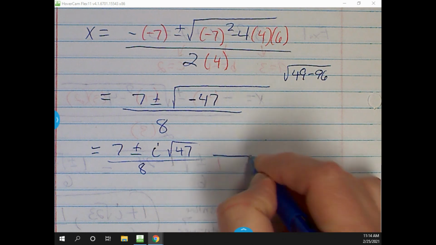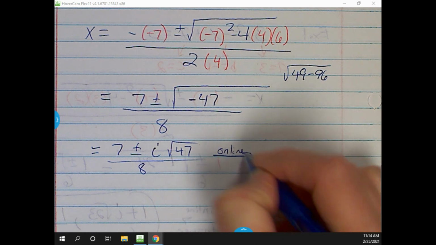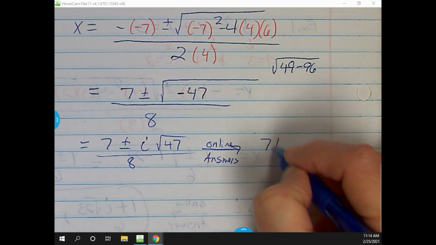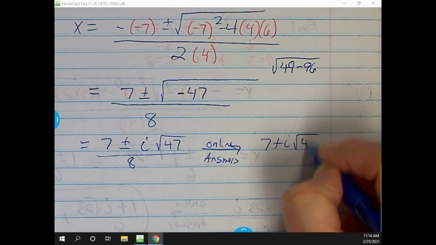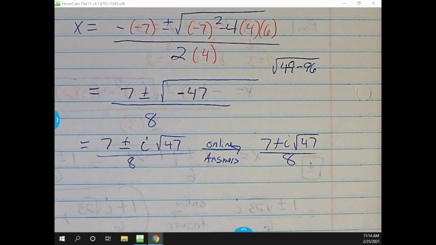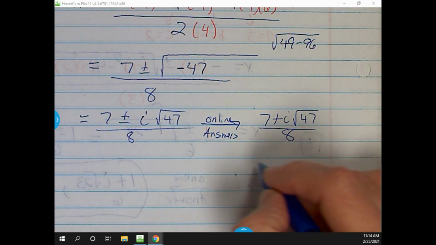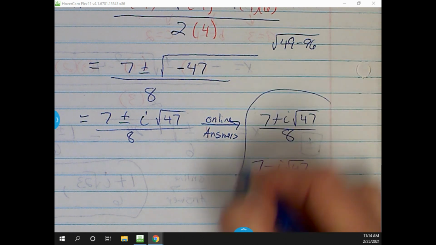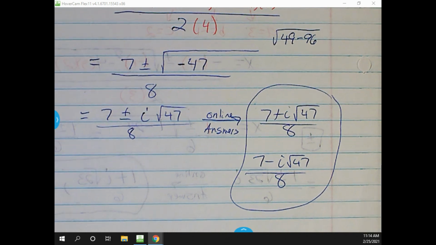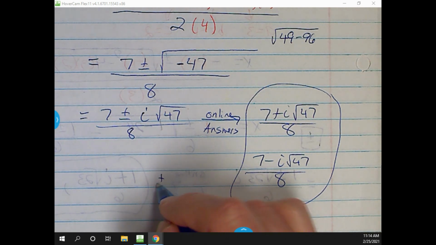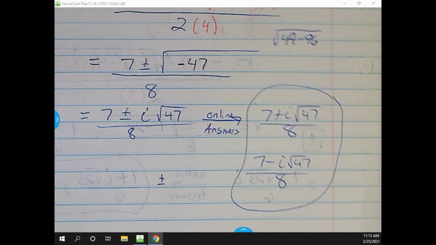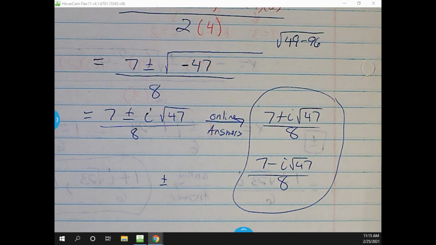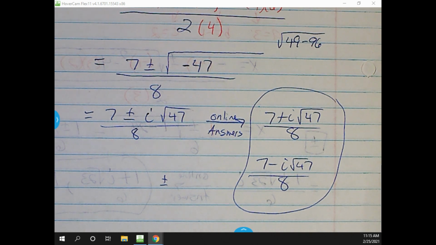But again, we're doing everything online, so we're going to show you the online answer. So we're going to do 1 is 7 plus I times the square root of 47 over 8. The other answer is going to be 7 minus I square root of 47 over 8. Okay, and again, I wish they would let you use the plus minus button. For some reason, they don't let you use it here, but there's actually a time a little bit later coming up. I think it's in the solving we'll do probably next week that you actually can use that plus or minus button. But for now, you just got to do it by hand.